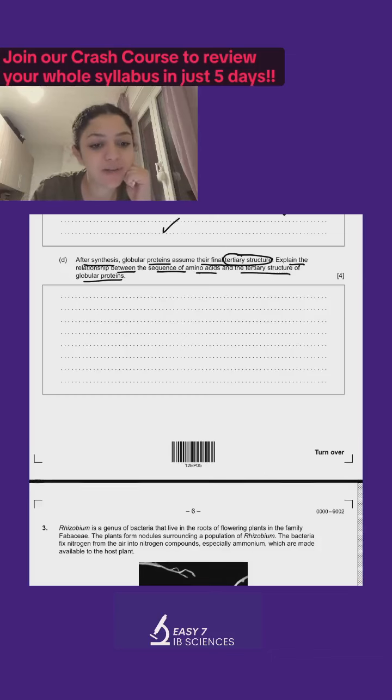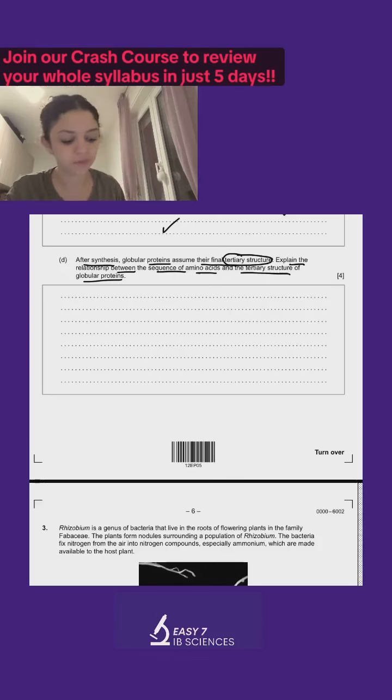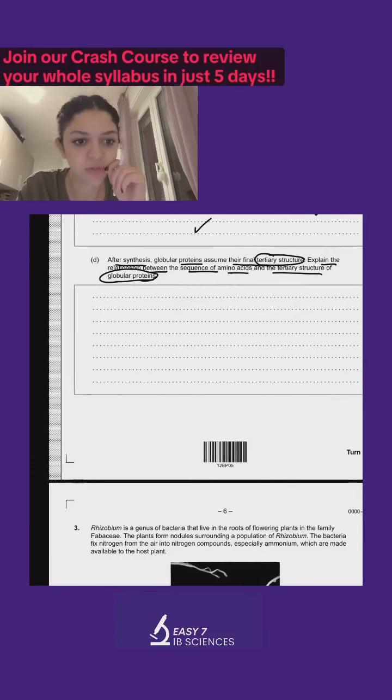Very good. Someone said, sorry, I can't pronounce your name, but you exactly said R group interactions determine the tertiary structure. Can you give me a bit more detail? What about the R group? What do you have to think about when you're thinking about globular proteins? And this is 4 marks, so you have to say a lot.